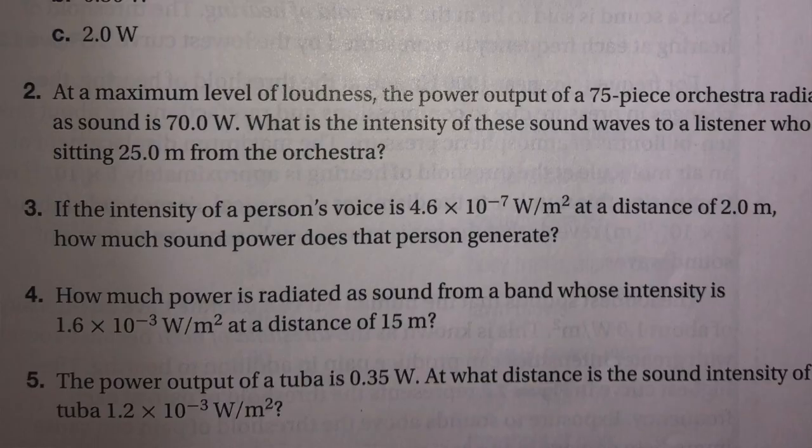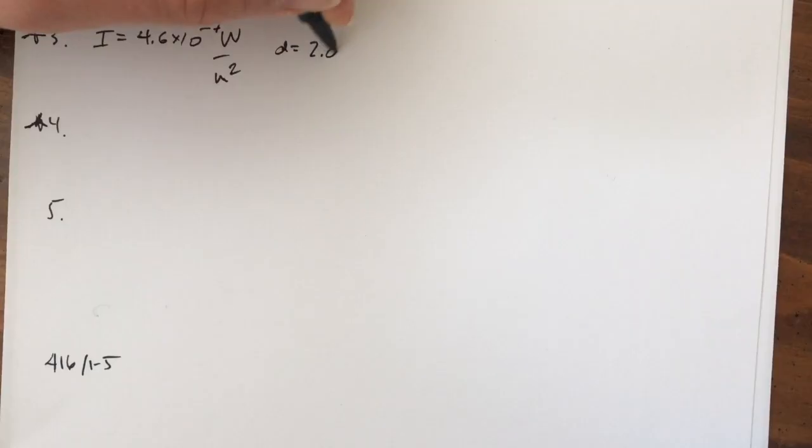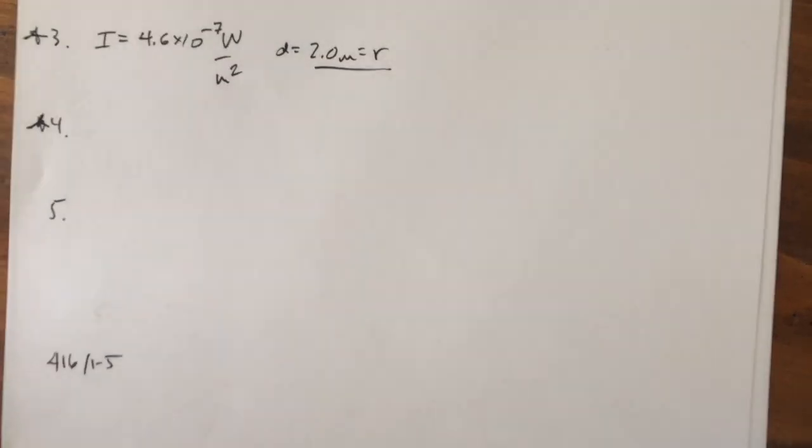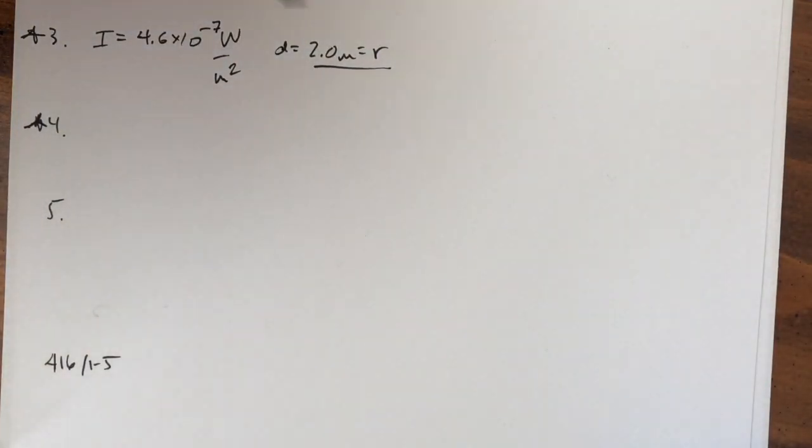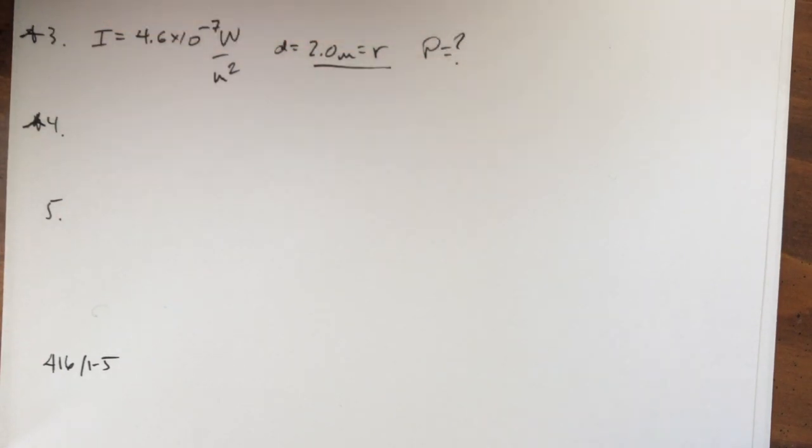All right, moving on to number 3. Okay, so for number 3, it says if the intensity of a person's voice is 4.6 times 10 to the minus 7th watts per meter squared, so let's write that down. I equals 4.6 times 10 to the minus 7th watts per meter squared at a distance of 2 meters, so D equals 2.0 meters, and again, that's going to be R. How much sound power does that person generate? So the question here is, what is the power?